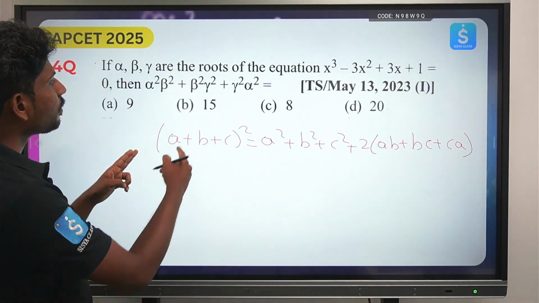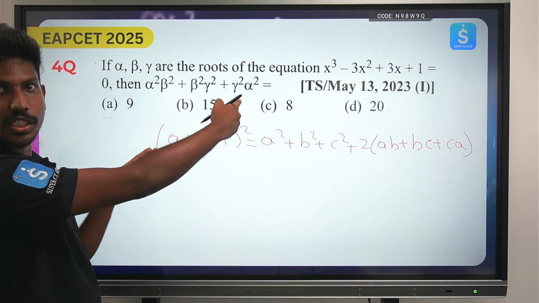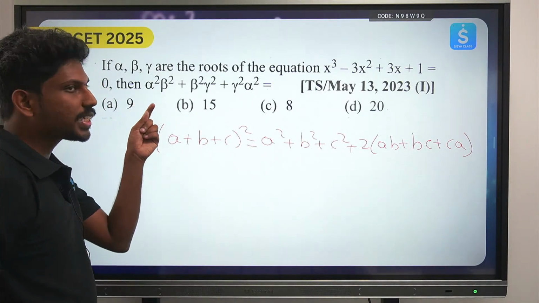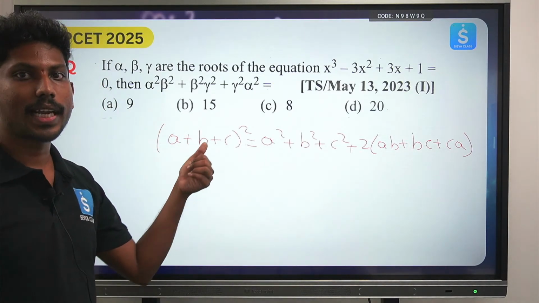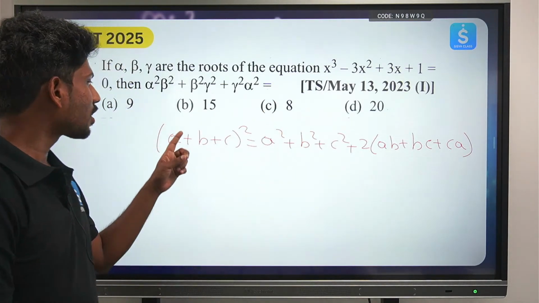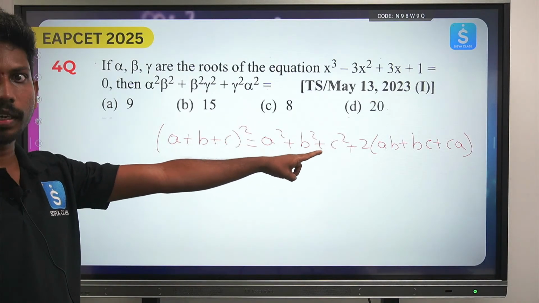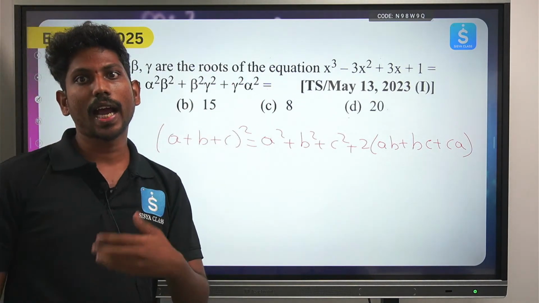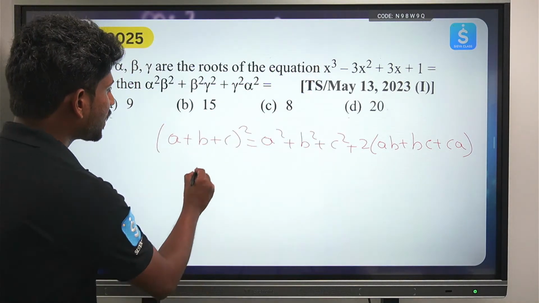From here, we can bring a version of this, because you can just imagine a as alpha beta, b as beta gamma, c as gamma alpha. In that sense you can come up with something. But before that, let's try to gather the ingredients. What do we have? Let's try to see.